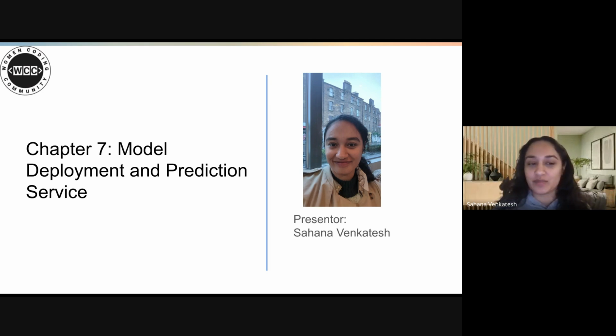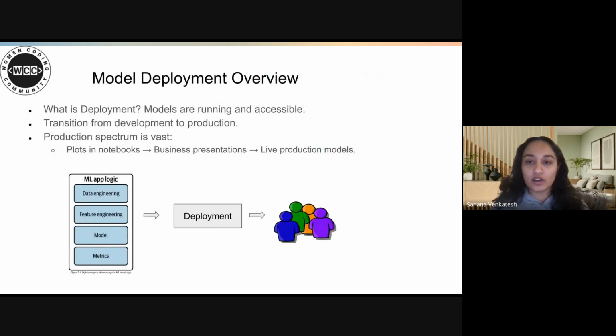I'll get started. I'm Sahana, and I'm going to speak about the model deployment and prediction service chapter. Earlier on, we went over how to curate a training data set, create features through feature engineering for the models, feed them to the model for training, and how we evaluate these now trained models using metrics. The author terms all of these steps the ML application logic. This chapter focuses on moving this logic to production.